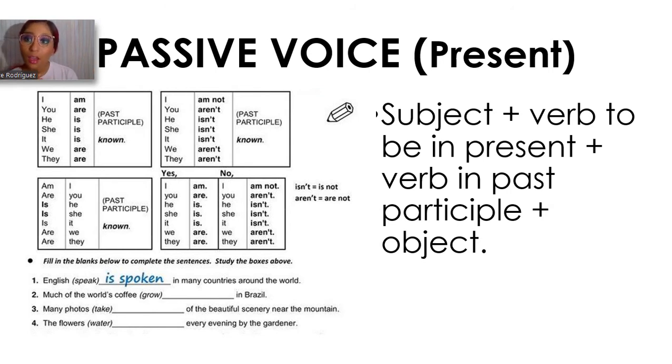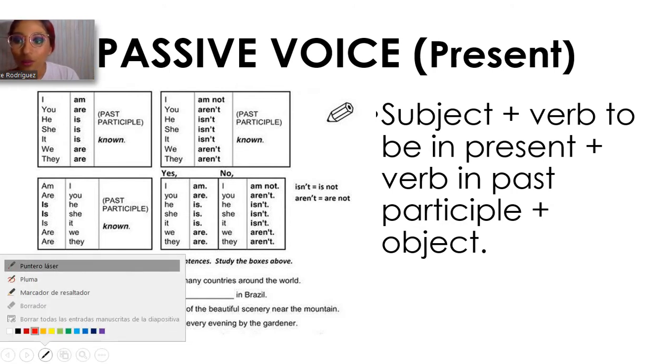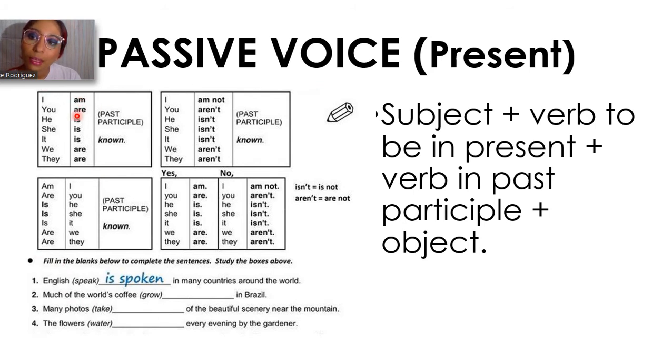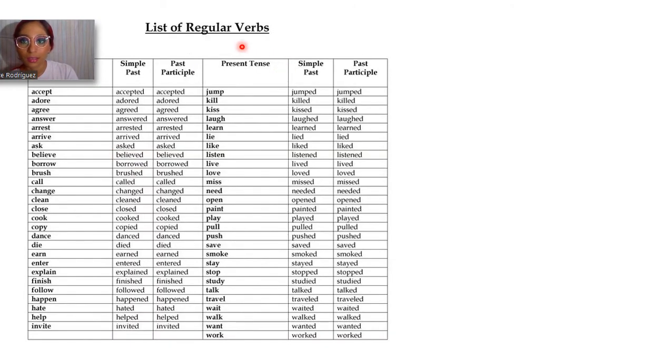Next to the subject, we add the present form of verb to be. Remember that verb to be in present: am, is, are. As you can see here, am, is, are. There are only three forms of the verb to be in present, and then you add the past participle, okay?